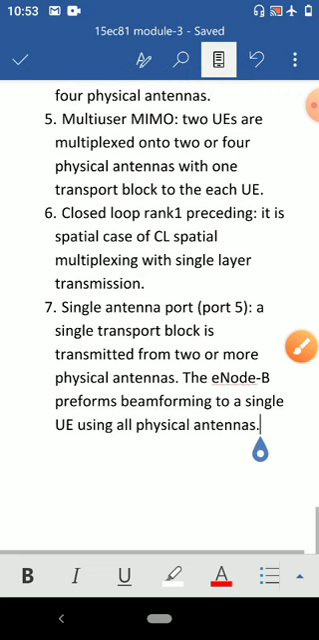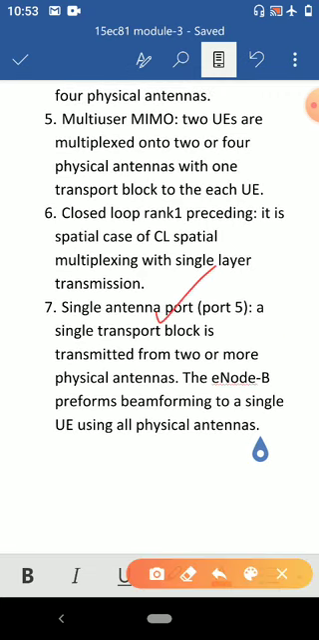Next, single antenna port 5. A single transport block is transmitted from 2 or more physical antennas. The E node B performs beamforming to a single user equipment using all physical antennas.